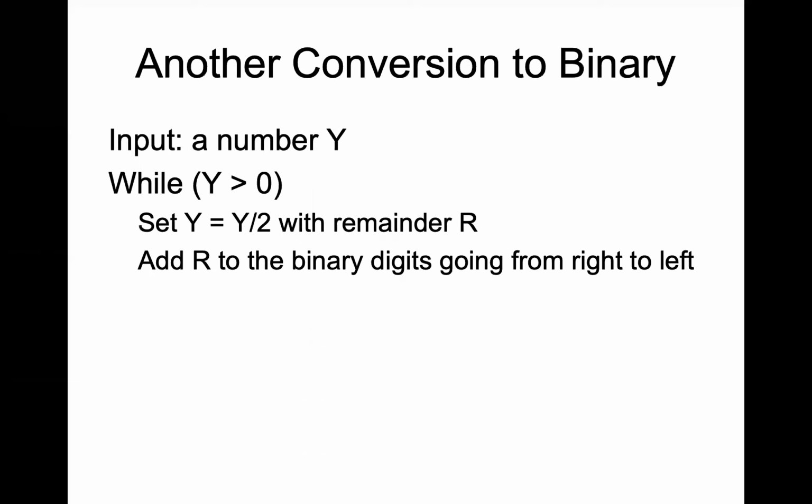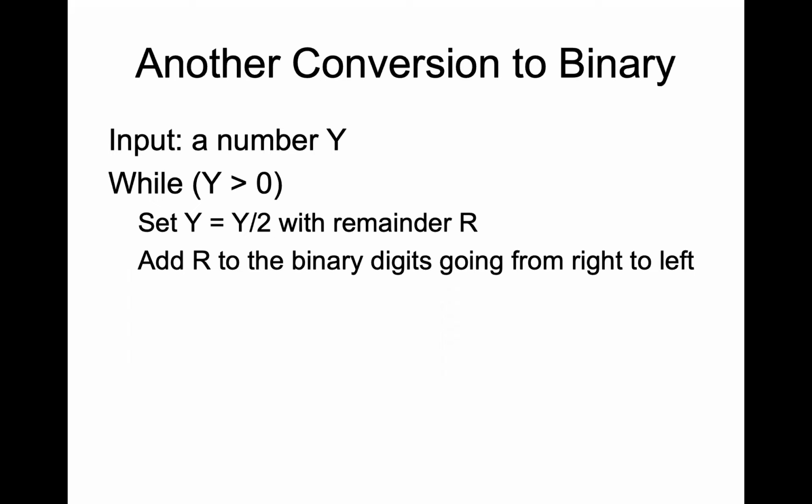This one I think is maybe a little easier, maybe a little simpler to understand than the other one. In any case, we input a number y, and now while y is greater than 0, we divide y by 2, and there may or may not be a remainder. And of course, when we divide a number by 2, the remainder has to be either 0 or 1. So now we add the remainder r to the new binary number, to the sequence of binary digits that we've stored, and we do that going from right to left. That's all there is to this algorithm. It's really, really easy. So let's see how it plays out.